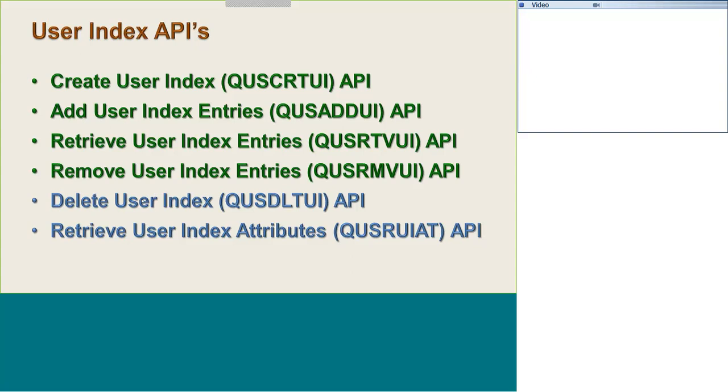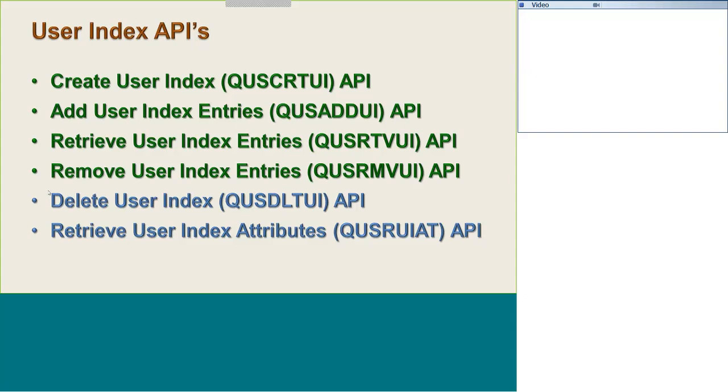The delete user index and the retrieve user index attributes are seldom used because, of course, in most cases, this is built into the QTemp library and therefore is recovered when the job ends without too much of a problem.